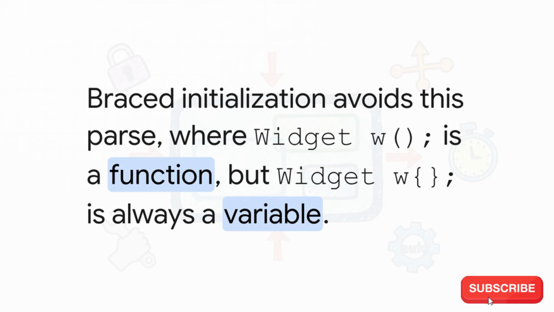And if that wasn't enough, it also solves another infamous C++ headache, the most vexing parse. It's this weird quirk in the language's grammar, where if you write widget w with parentheses, the compiler thinks you're declaring a function, not creating a variable. It's a classic trap that has tripped up developers for decades. But if you write widget w with curly braces, there's no confusion. It is always a variable. Another point for curly braces.